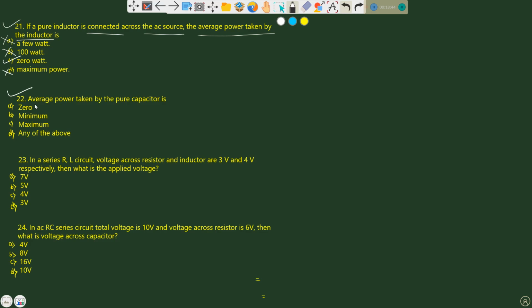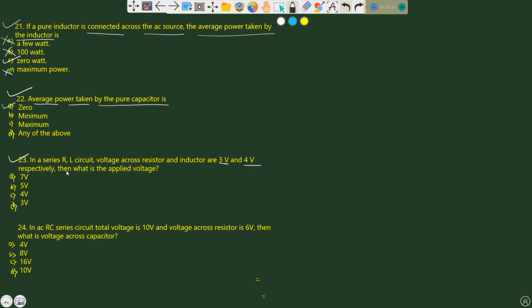So next we have, average power taken by the pure capacitor is what? Same as I said, whenever a pure inductor and pure capacitor are subjected to AC supply, they will have 0 power. Ideal pure capacitor, there won't be any resistor or inductance. Then when a pure capacitor is connected with AC, the power taken, or average power, or true power will be 0.